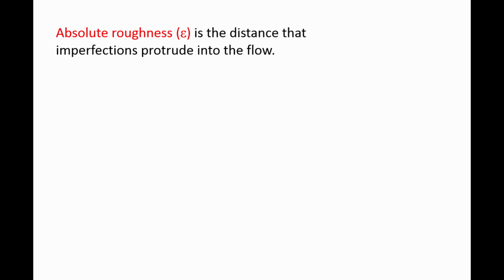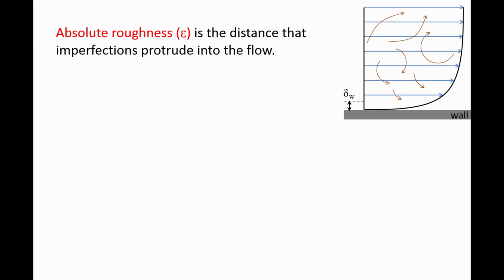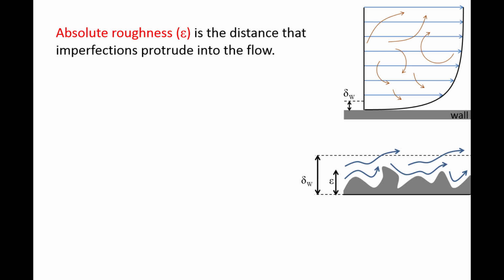The absolute roughness of a pipe is the distance that imperfections at the pipe wall protrude into the flow. Typical values for the absolute roughness of new pipes of different materials are available in many sources, including fluid mechanics textbooks. Here we have a fully developed turbulent flow. The viscous wall layer thickness delta W is exaggerated for clarity. If we zoom into the wall, we would notice that the wall is not perfectly smooth, but rather consists of small imperfections that have an average height of epsilon.